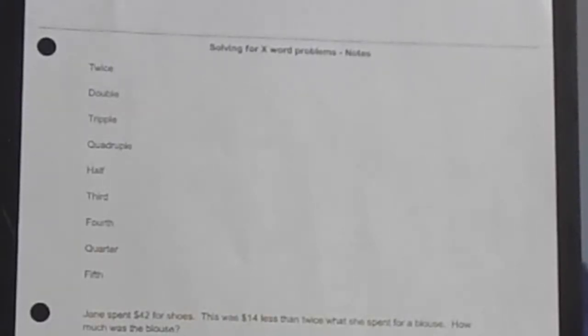Alright, welcome to Solving for X with word problems. Word problems are the trickiest, hardest part of math, and I'm going to do my best to give you some tricks that will help you figure it out. It's not always true, these tricks, and so they're just hard and it requires a lot of thinking. But I'm going to help you through it the best that I can.